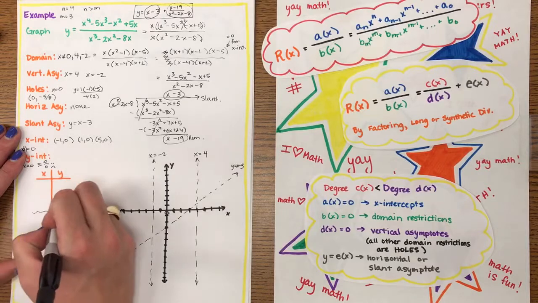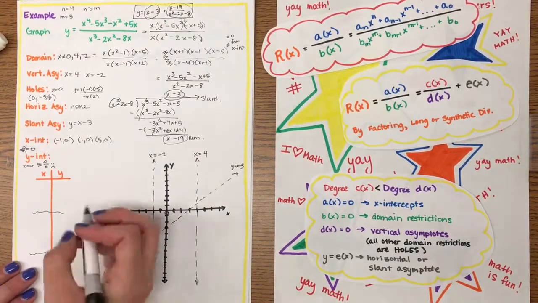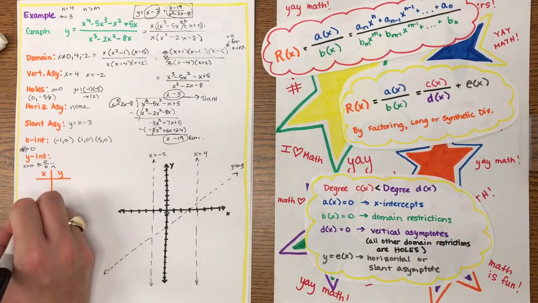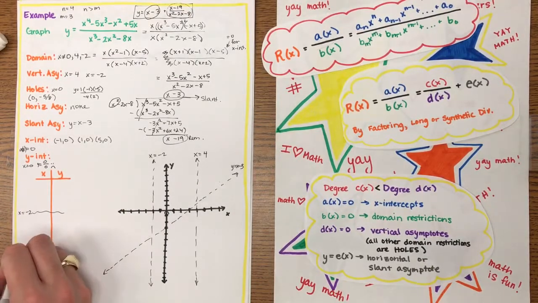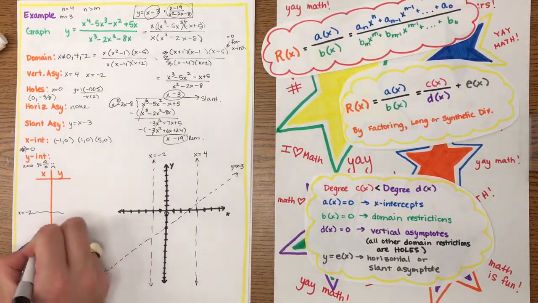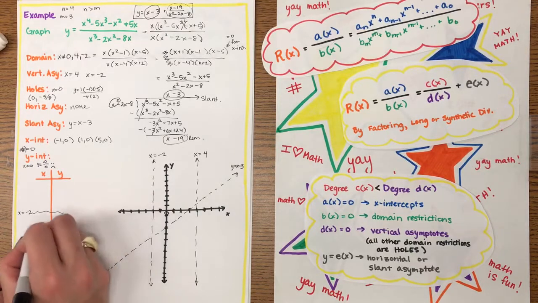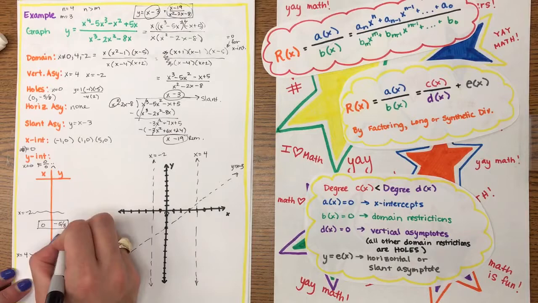Okay, so I've got my 3 regions of my graph here. x is equal to negative 2, and x is equal to 4. I know that I have the point 0, negative 5/8 that is a hole.